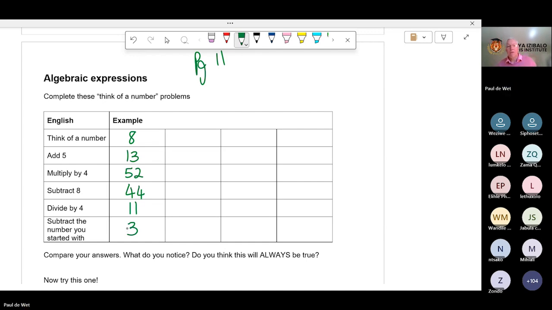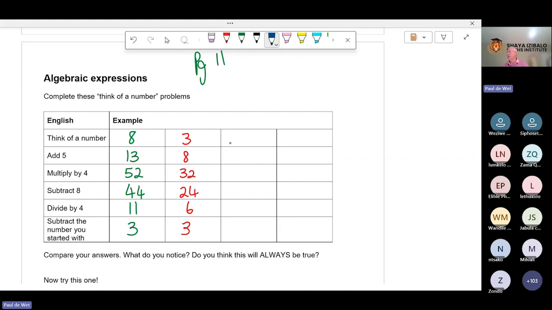Now, guys, I want you to have tried your own numbers. I'm going to do one for myself now. I'm going to take 3, add 5, 8, multiply by 4, 32, subtract 8, 24, divide by 4, 6, subtract the number I started with, I get 3. Now I'm going to do another one.